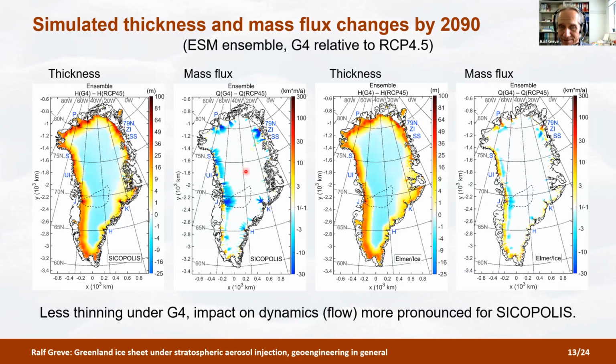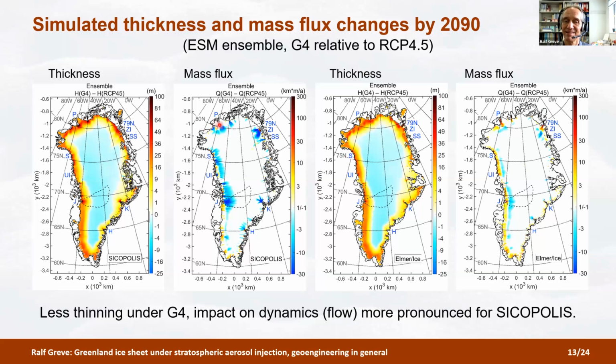And that's what happens, but related to what I said before, the dynamic effect is larger for Psychopolis and the surface mass balance effect is larger for Elmer ice. We see this also in the plots here. In the Psychopolis plot, there are many more dark blue colors that show a smaller acceleration of the major ice streams and outlet glaciers under G4 compared to RCP 4.5. For Elmer ice, the effect is also there, but not so pronounced.